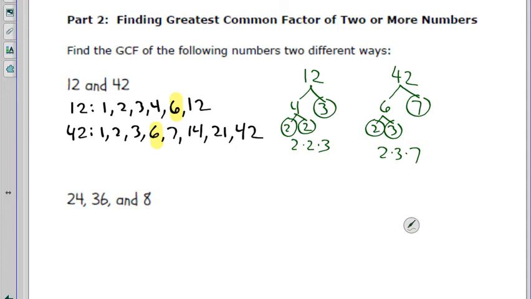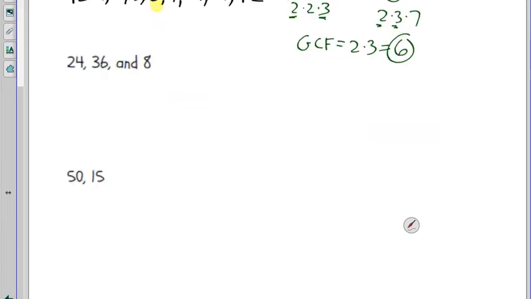All right, so I'm going to look for the factors that they share. They both have a 2. They both can be divided by 2. And they both can be divided by 3. Now 12 has another 2, but 42 doesn't. And 42 has a 7, but 12 doesn't. So the only common factors they share is 2 times 3. And so my greatest common factor is 2 times 3, which is 6. And I got that without having to think so hard. I got another method, though, for that to be useful.